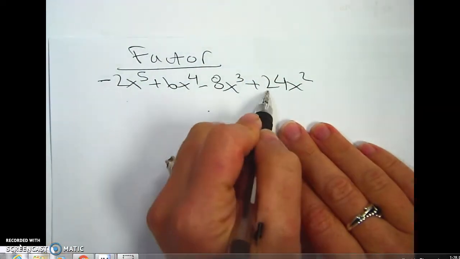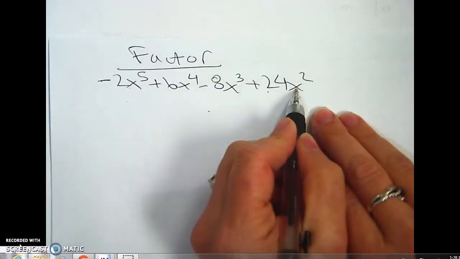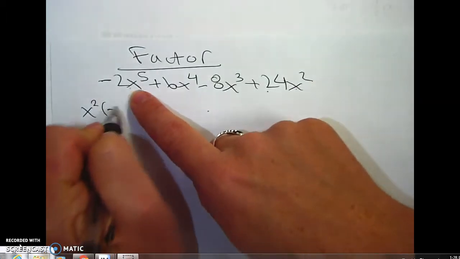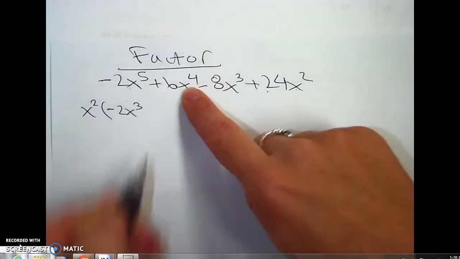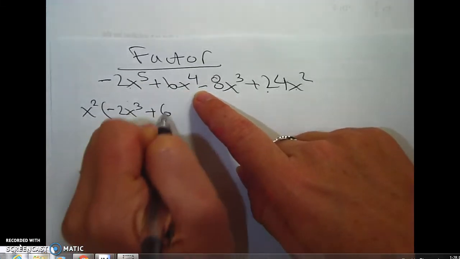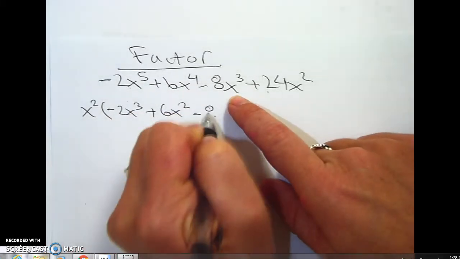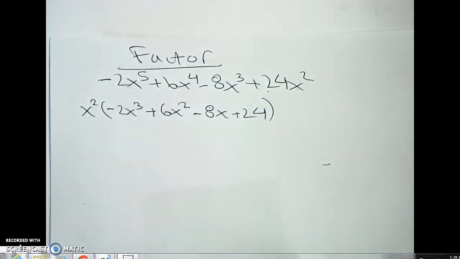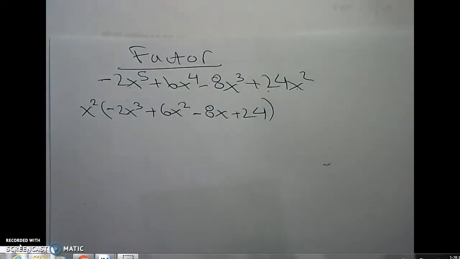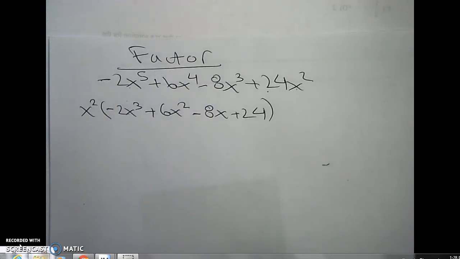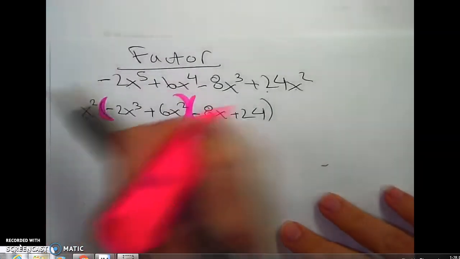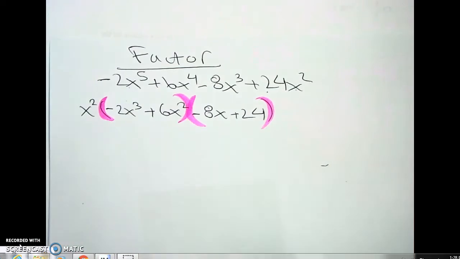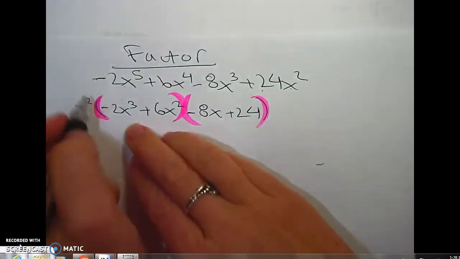I notice they all have x's. I notice they all have 2 x's. So I could take out 2 x's and I'd be left with 3 left here, 2 left here, 1 left here, and none here. Okay. I could then do factor by grouping because I see 2, 6, and 8. 2 divided by 6 is 3, and 8 divided by 24 is 3. So I can see factor by grouping.